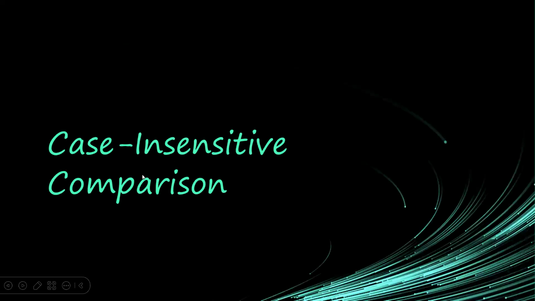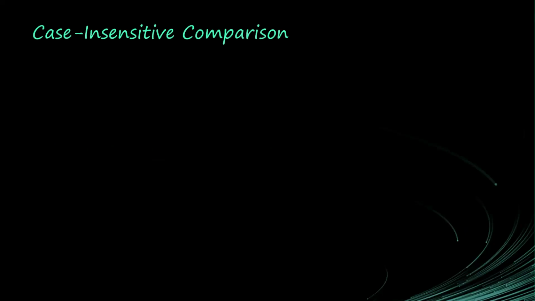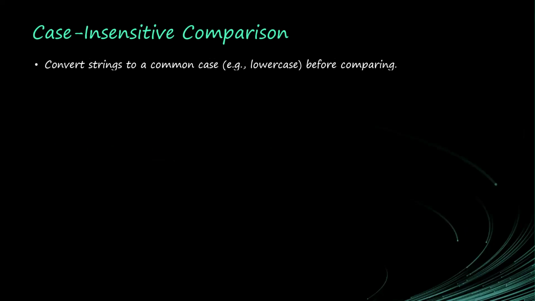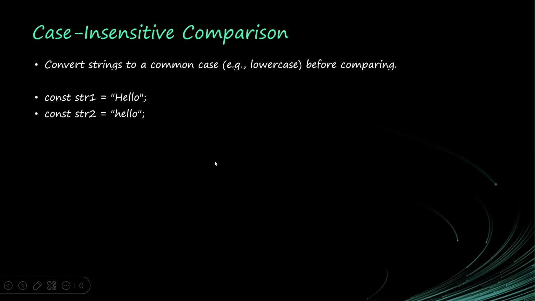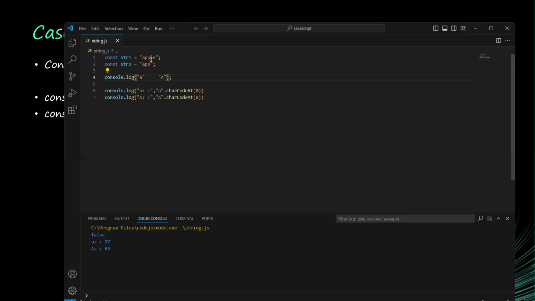Case insensitivity comparison. The thing is that whenever you're comparing two strings, compare them with their lower cases. Convert the strings to a common case, lower case or upper case. If you compare these two strings now, they are not equal. Now let's compare these two strings: hello with a capital H, and hello with a small h.